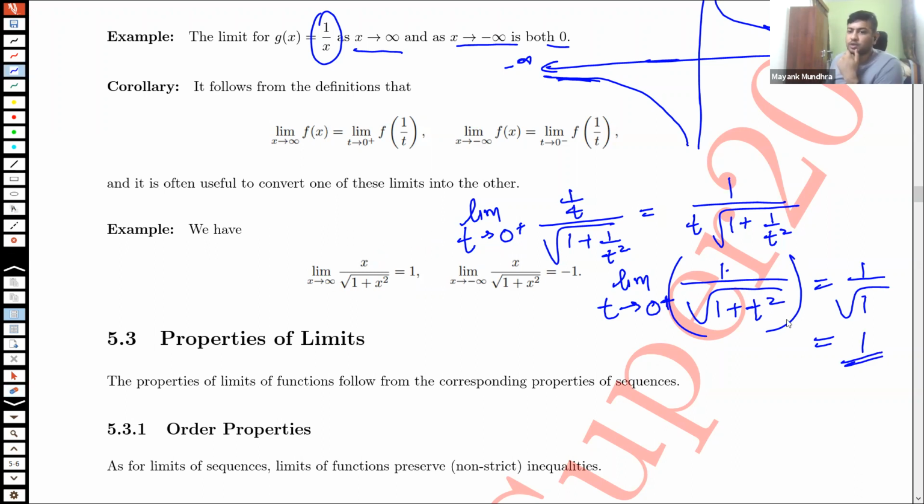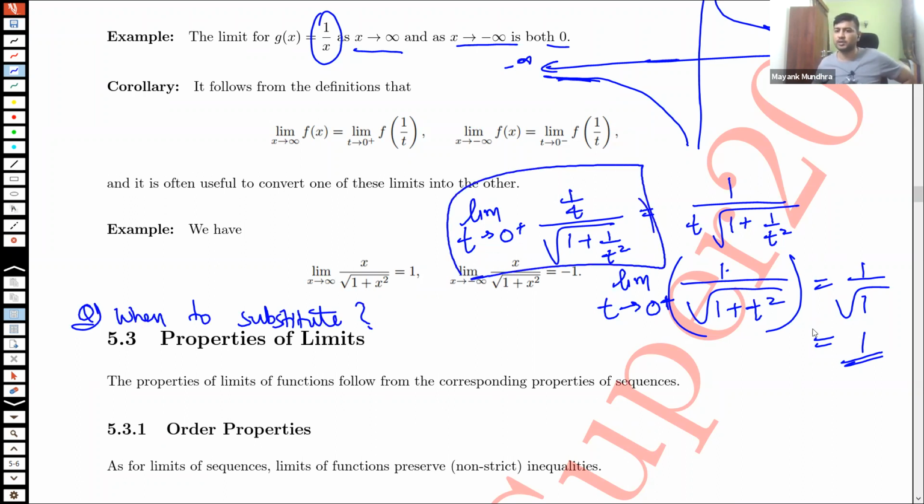Okay, so this is going to be the holy grail of when to do substitution. So my question is, when to substitute? When do I substitute the value x equals 0? Why did I not substitute the value here, and why did I substitute it here? This is the most important thing in limits. When do you substitute? You should substitute when you see something that is not of the format 0 by 0 or infinity by infinity. If you see something of this format, you cannot do substitution.